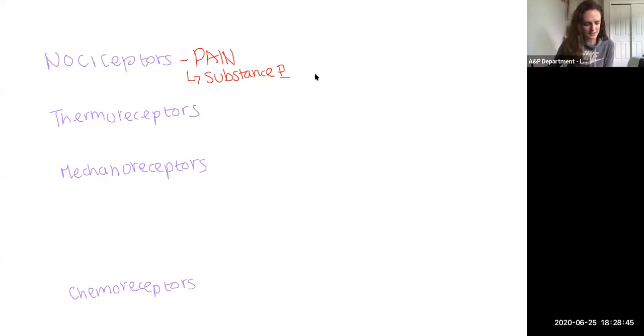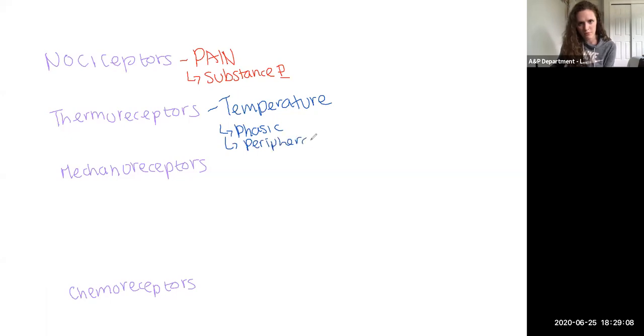Thermoreceptors detect temperature. Thermo, like a thermos, temperature. So this, just a review, temperature is phasic and temperature uses peripheral adaptation.